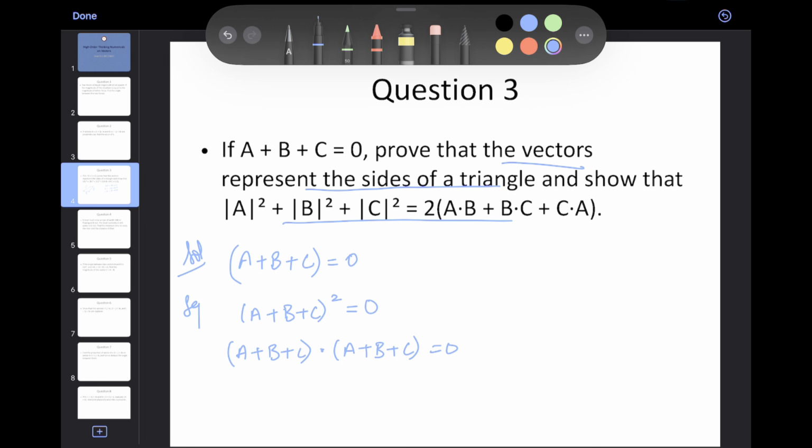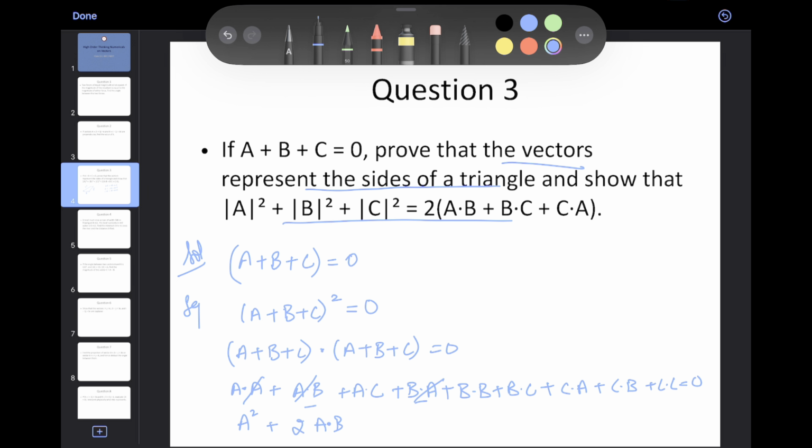It is like this. Now just take A dot A, then plus A dot B, then plus A dot C, then B dot A, B dot B, B dot C, plus C dot A plus C dot B plus C dot C equals 0. Now A dot A is what? Magnitude of A square. A dot B and B dot A can be written as twice of A dot B because they are commutative.